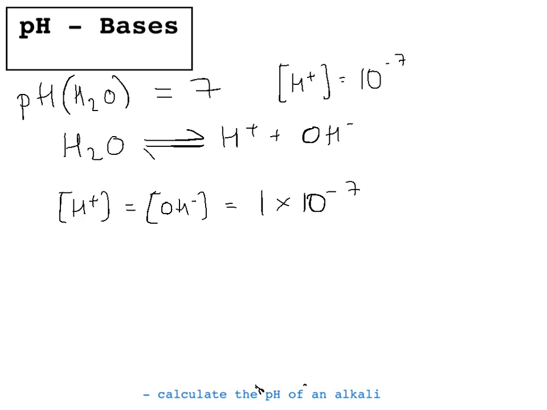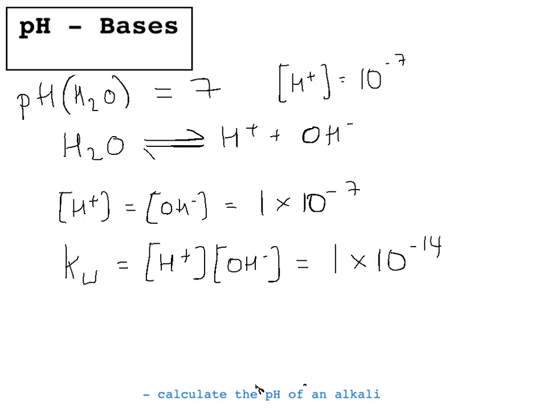That means we can work out an expression, and that expression is called Kw, or the ionic product of water. And the ionic product of water is just that, it's the product of the concentrations of the two ions that are found in water, H plus and OH minus. And if we multiply 1 times 10 to the minus 7 by 1 times 10 to the minus 7, it gives us 1 times 10 to the minus 14. Now Kw equals 1 times 10 to the minus 14 at 25 degrees.